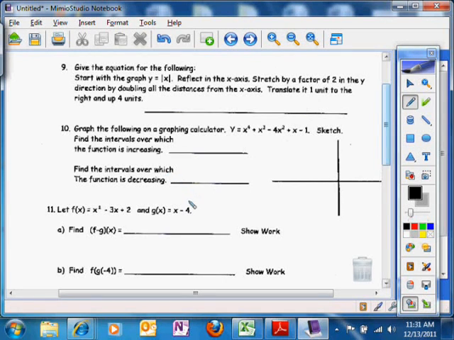Number 10 says graph the following on a graphing calculator. You would simply put this in y1. Whenever you put a function in that is as complex as the function here, you probably want to graph using zoom 0 so that you'll get a decent look at the graph, and that may or may not be your final graph. You may want to then adjust your window. But you basically want to list all of the intervals for which the function is decreasing or increasing.